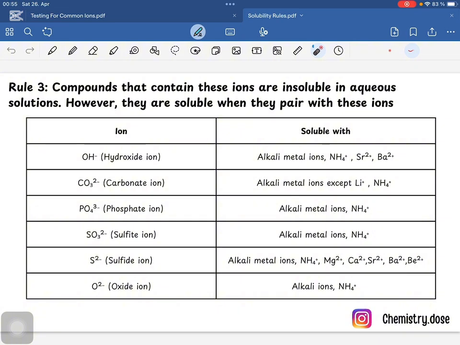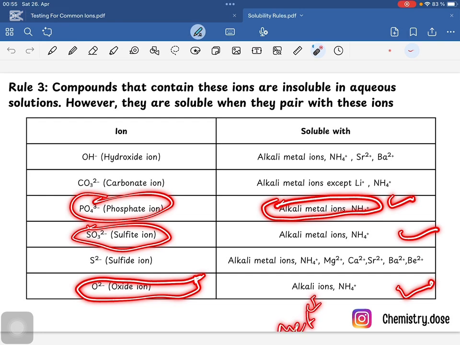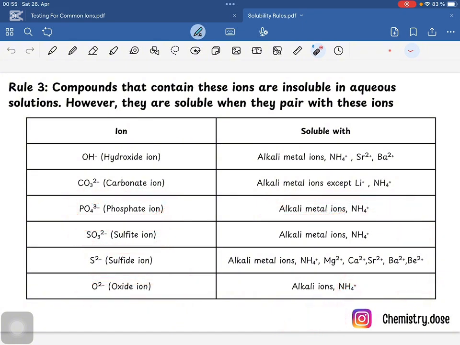Now, if we go to the phosphate ion, the sulfide, and the oxide ion, these three ions are only soluble with the alkali ions and the NH4 plus. So for these, you just have to know that they're soluble with the alkali metal ions and the NH4 plus, they're always soluble.